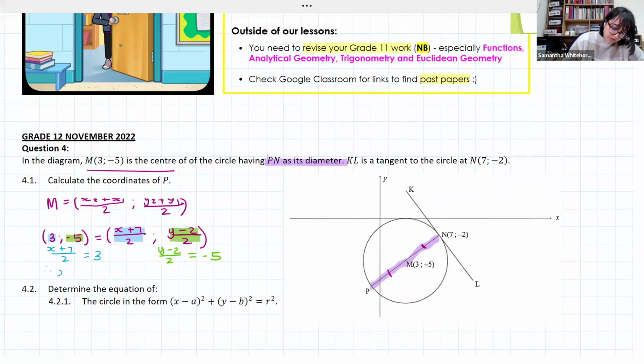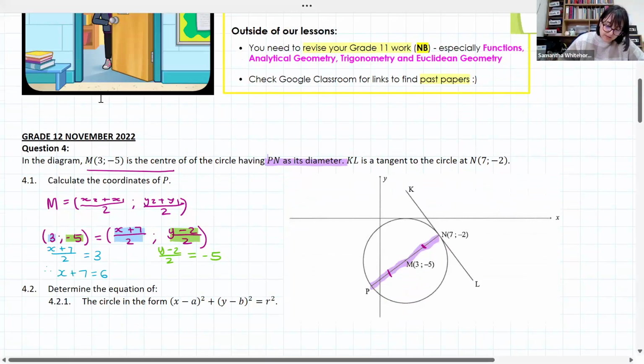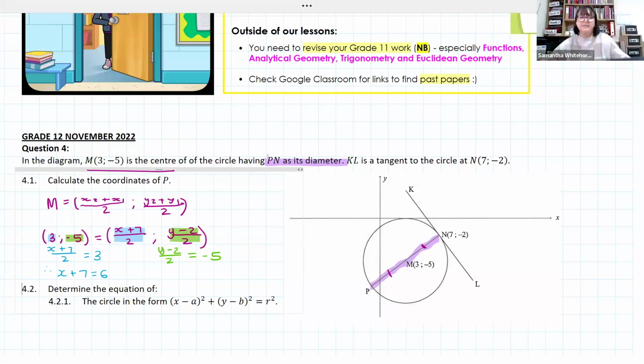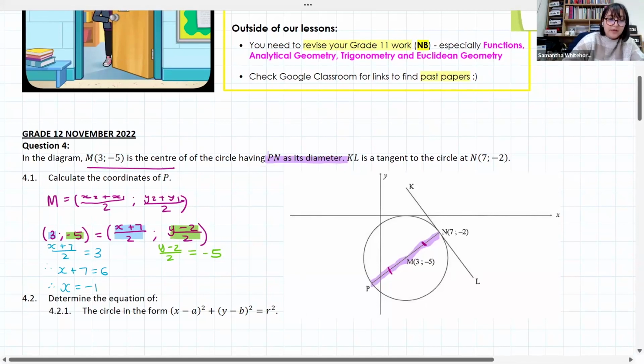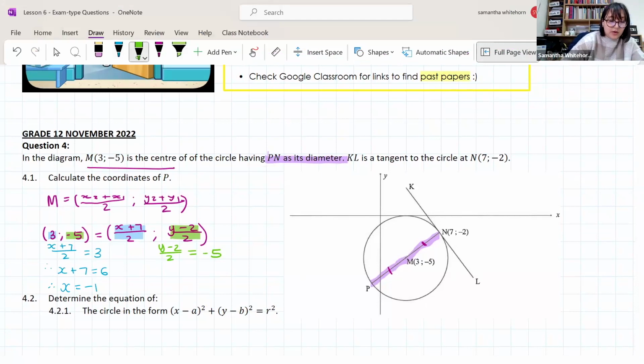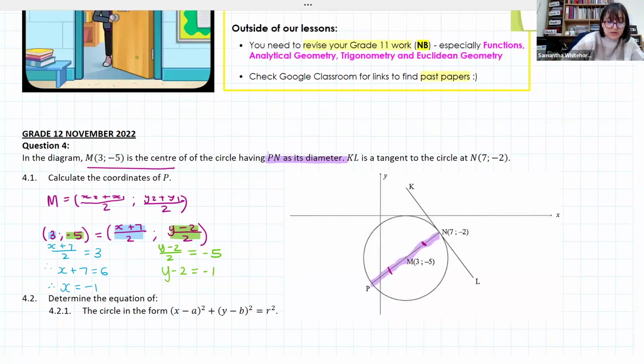So I would times both sides by 2, giving me x plus 7 equals 6. And so that therefore means that x is equal to -1. On the other side, solve for y, times both sides by 2, y minus 2 is equal to -10, and so y is equal to -8. So you now have your coordinates of P. You don't really need to do much more than that. We now know P is at (-1, -8). I would write that on my diagram just so that I have that information.